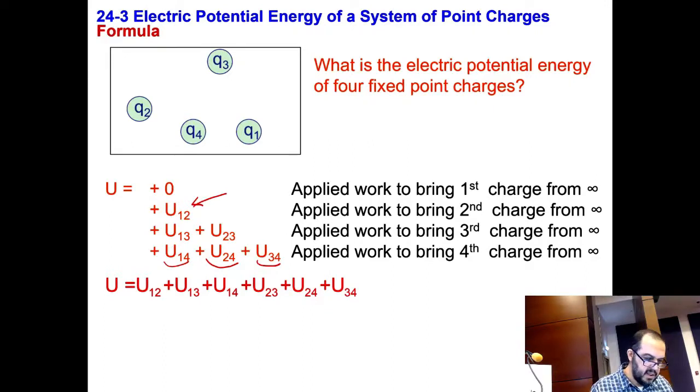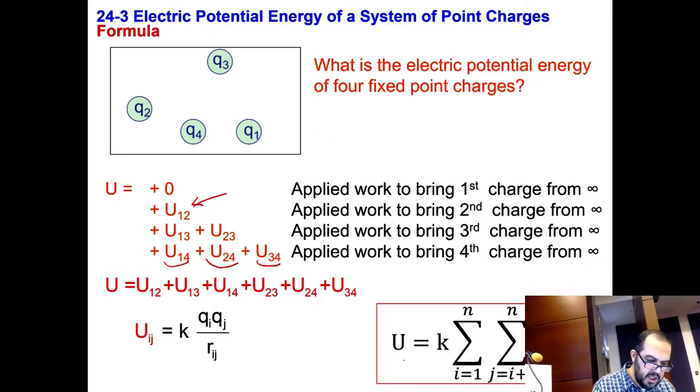So we can write this in a general form, as a summation. Let's use the notation Uij is the potential energy to bring charge i and j close to each other. So it's K Qi times Qj divided by the distance between them. Now we can write a general equation. The potential energy to bring n charges together is equal to the summation for i going from 1 to n and j going from i plus 1 to n of K Qi Qj divided by Rij. You can verify that this will give you the previous result if, for example, n is equal to 4. So this is a general equation.